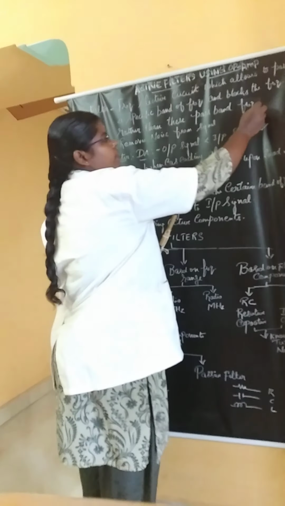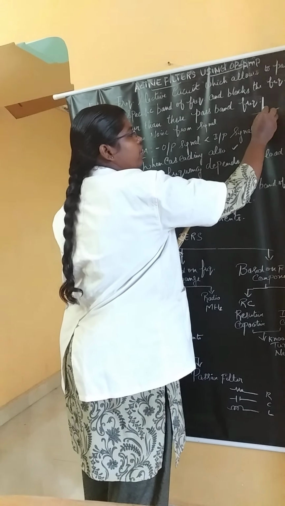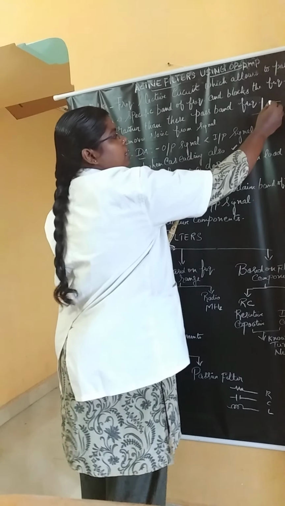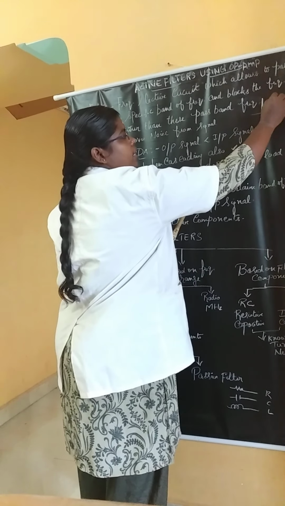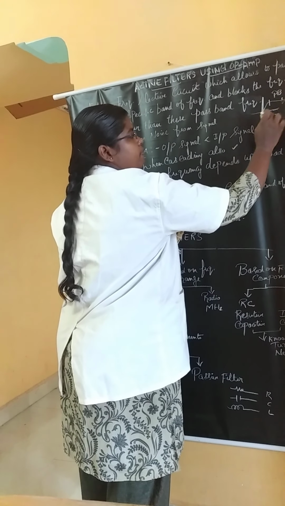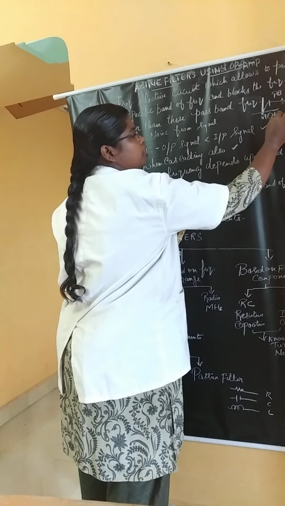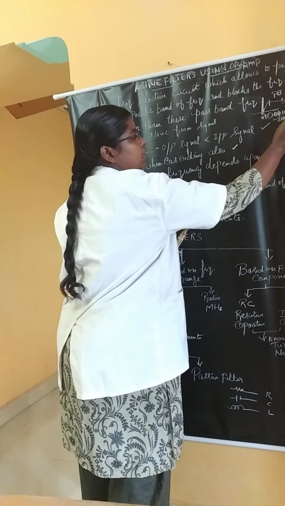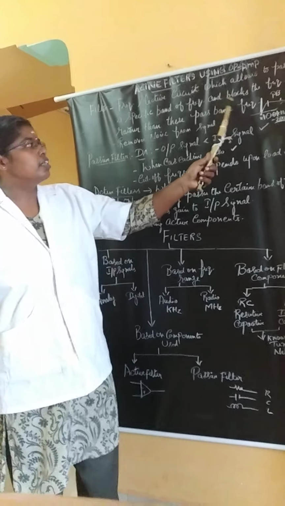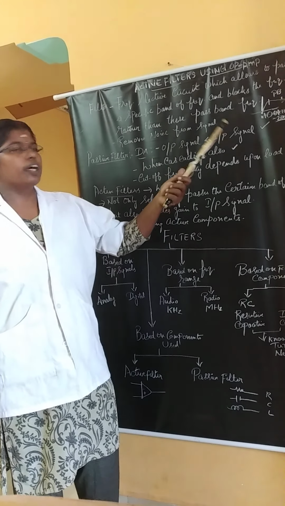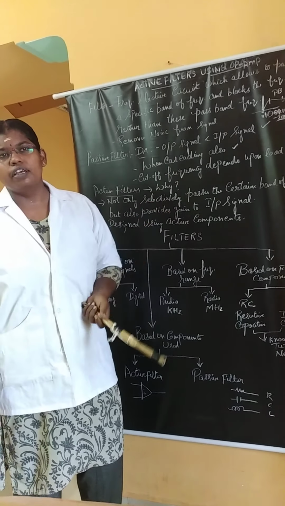Suppose this is the waveform. This is known as the pass band frequency. When the frequency is in the range of 100 kilohertz to 200 kilohertz, this range is known as the pass band frequency. I hope you understand what is meant by pass band frequency.